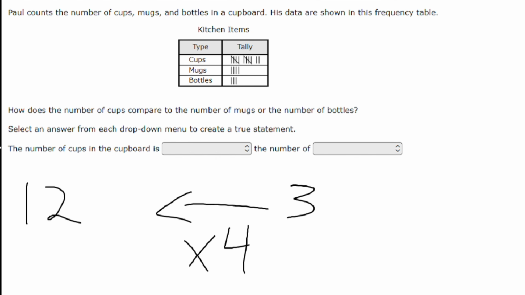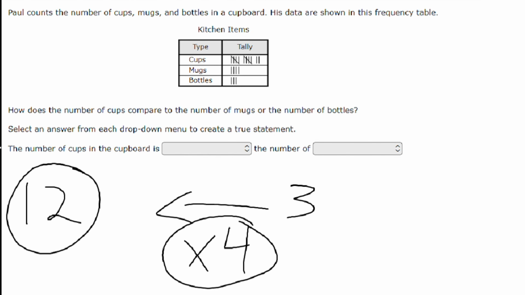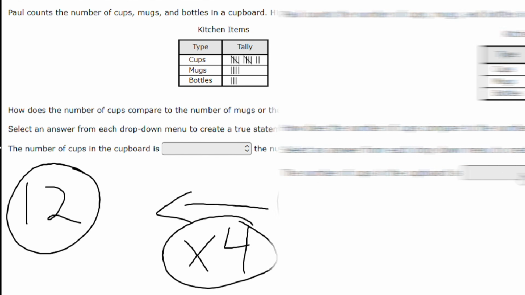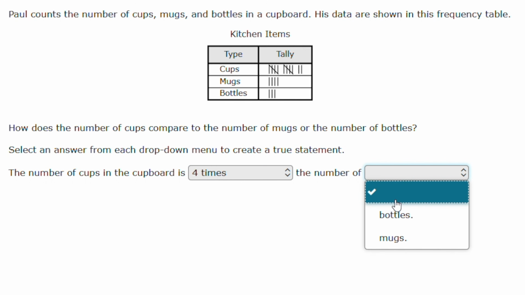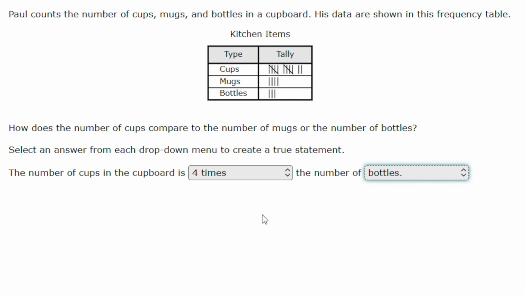So the number of cups is 4 times the number of bottles, which is 3. All right. So the number of cups in the cupboard is 4 times the number of bottles. So this would be the answer if we were working with bottles.